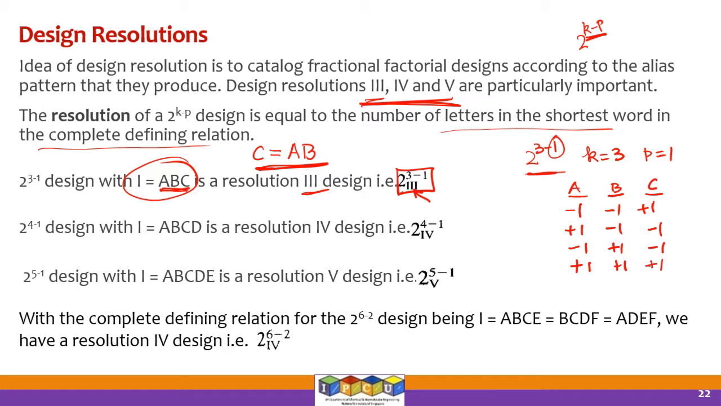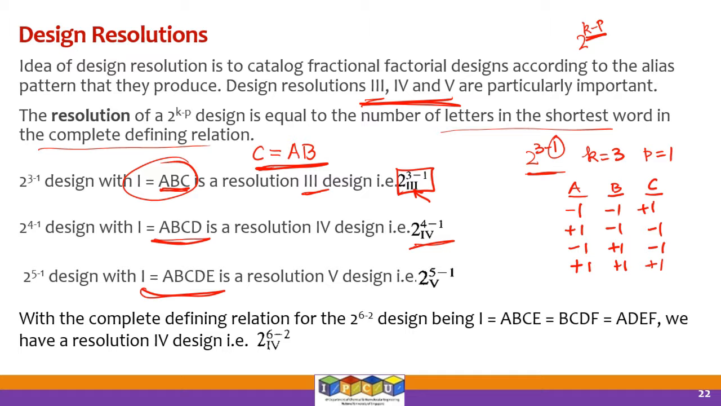So a 2 to the power of 4 minus 1 design with I equal to ABCD as the generator will be a 2 to the power of 4 minus 1 subscript 4. A 2 to the power of 5 minus 1 design with this design generator, where E is equal to ABCD, would be a resolution 5 design. All right, because we have chosen like this.